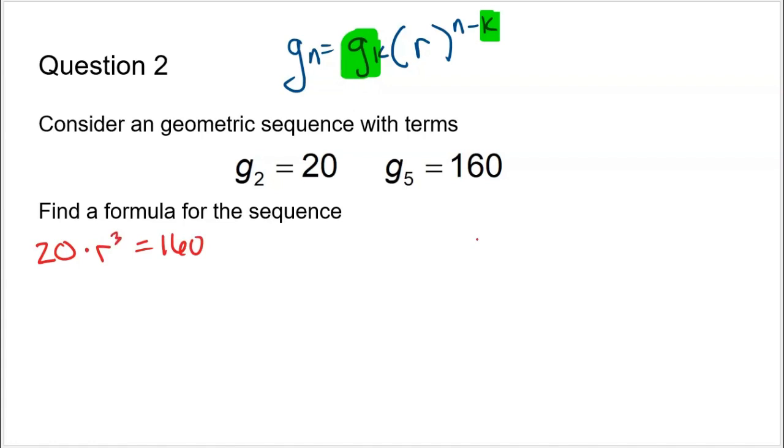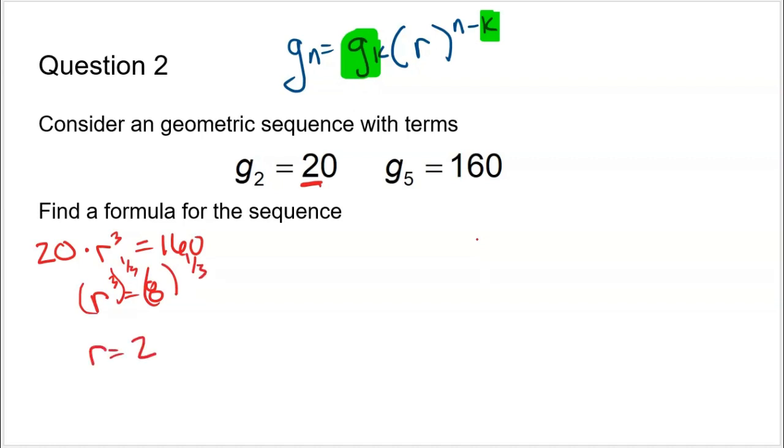So if I'm at the second term of 20, I'm going to multiply by r, multiply by r, multiply by r, so r times r times r, or r to the third, and that'll get me to the fifth term. Multiply by r gets me to the third term, multiply by r again gets me to the fourth term, multiply by r a third time, and I get to the fifth term. So that's why this equation makes sense. Then all of a sudden I just have to divide both sides by 20. R cubed equals 8. Raise each side to the 1/3 power to get rid of that 3, or use a cube root, and r equals 2.